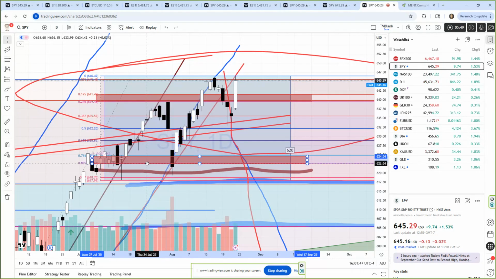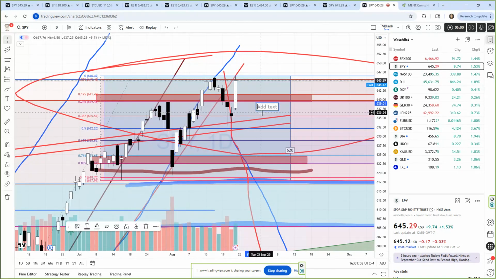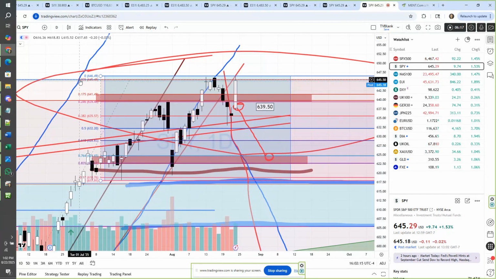And this level here. So I would suggest that if we get below this 639.50 level, then we could be looking at a pretty solid move back down into this lower level, which is 620, 623. So I'll get rid of this, figure out where we're at, 624.50.